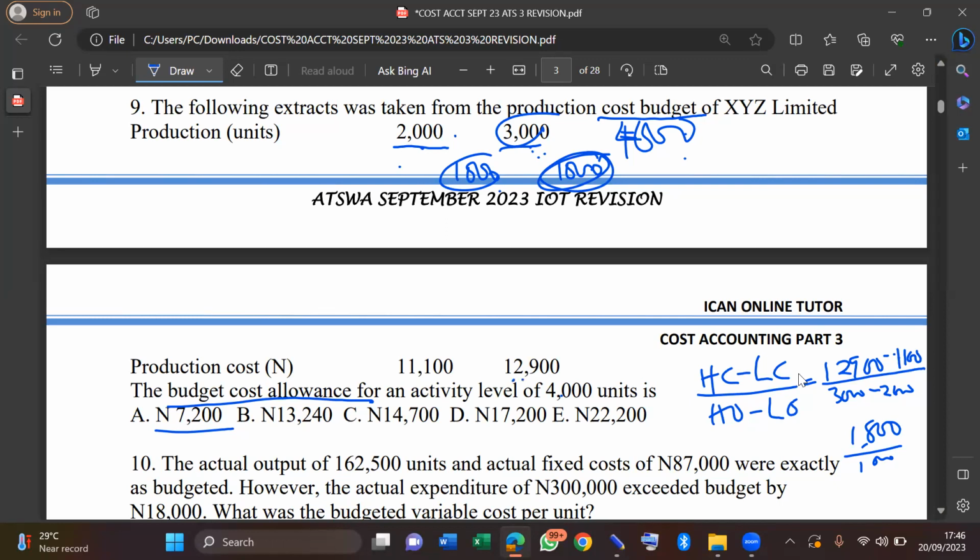So your 12 minus 11 should give you 1,800. To get the cost for the third year of 4,000 units, 1,800 plus 12,900, what do we have? That should be giving you around 14,700. That is the correct answer.